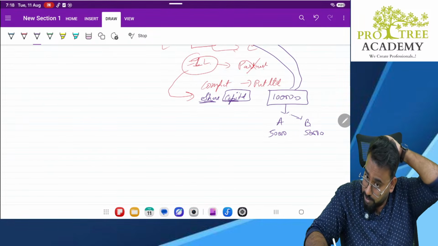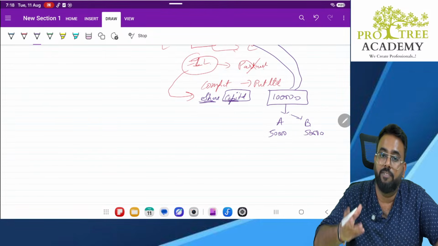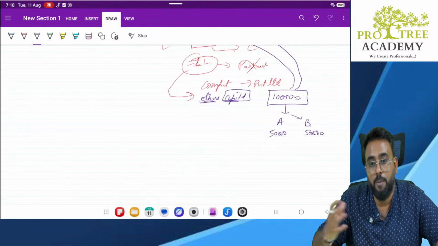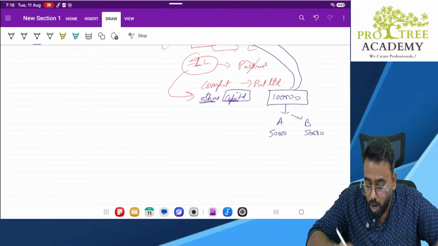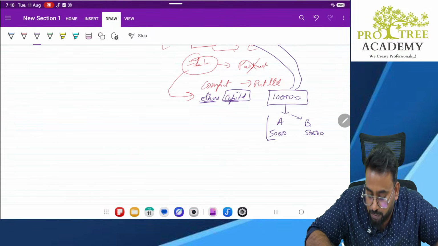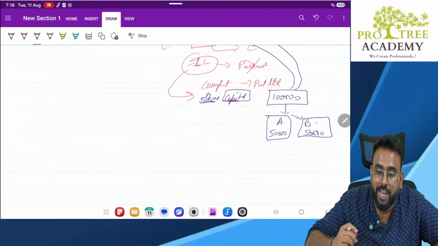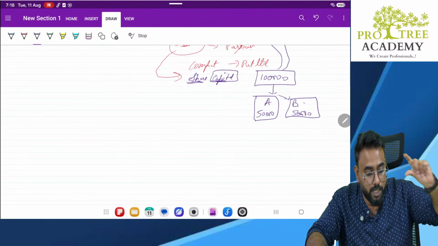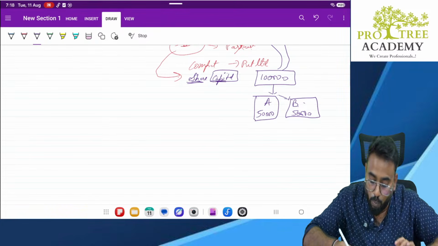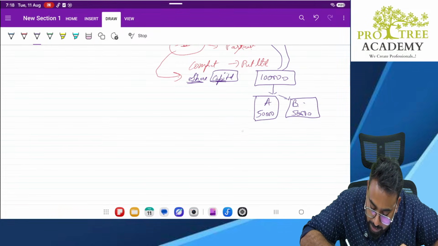Sir, in case of business, the PAN, everything is mine. Here, company will have its own PAN. So, how will I have ownership for this 50,000? How will B have ownership for this 50,000? So, what I do is, to identify the ownership particularly, I issue them a certificate.